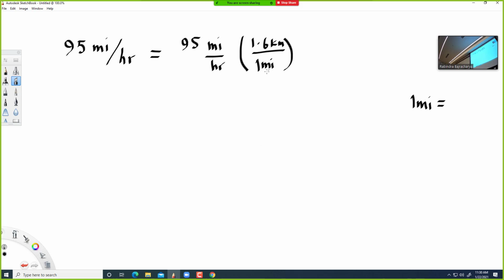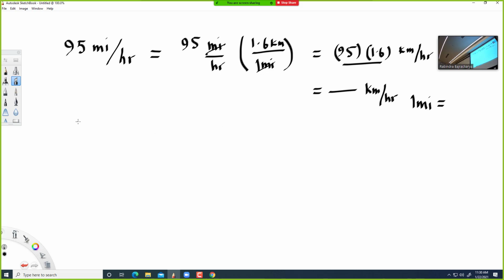And then mile and mile cancel. So you have 95 times 1.6. We have kilometer on the top and hour on the bottom. So you multiply that, that'll give you the unit in kilometer per hour. Okay. And in the next part, it's asking you to convert this into kilometers per second.